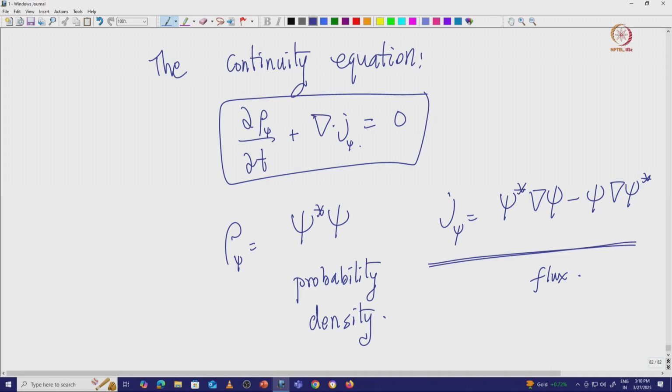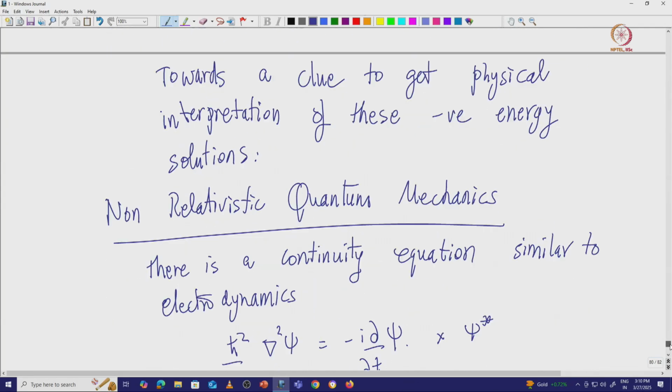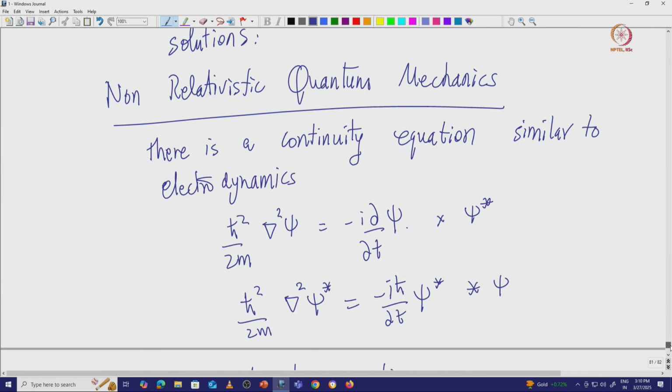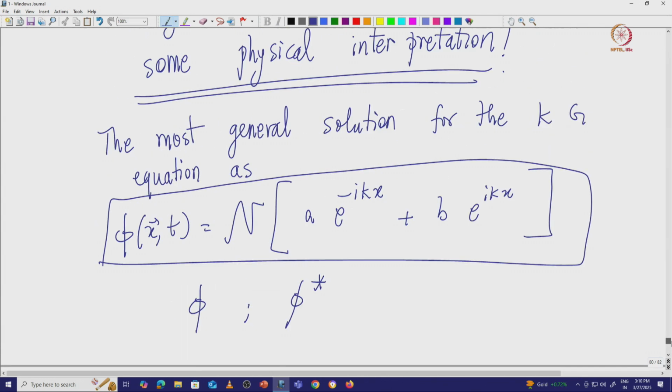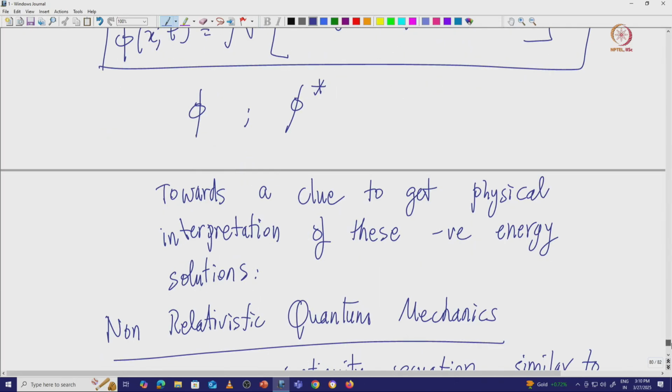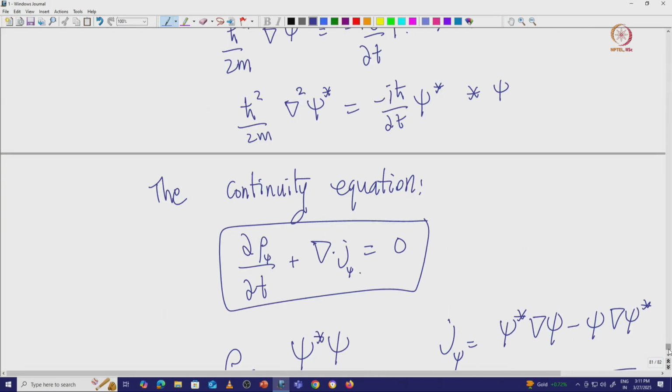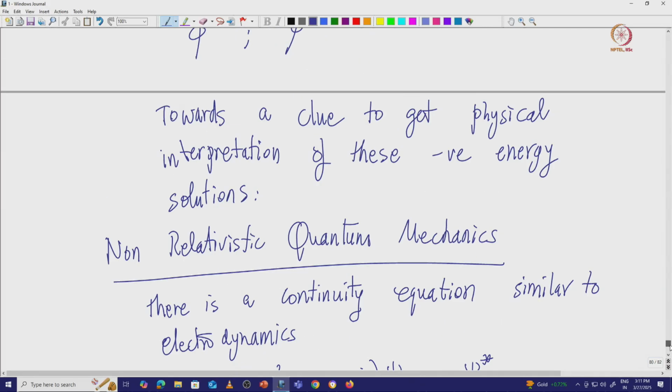Now, let us try to do the same thing for the relativistic case. Just to get a clue what we mean, because we are finding problems with negative energy solutions, will there be any way of giving a physical interpretation for these negative energy solutions? That is the basic idea. For that, I do the same procedure.